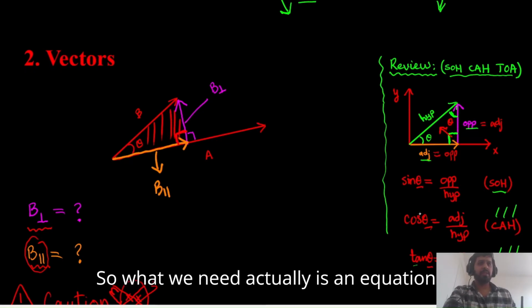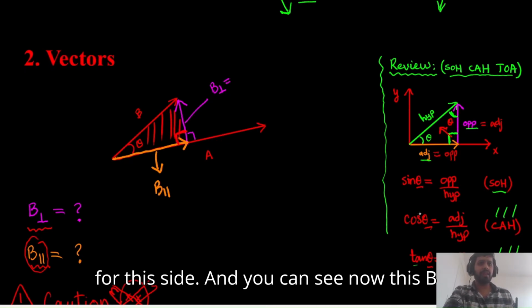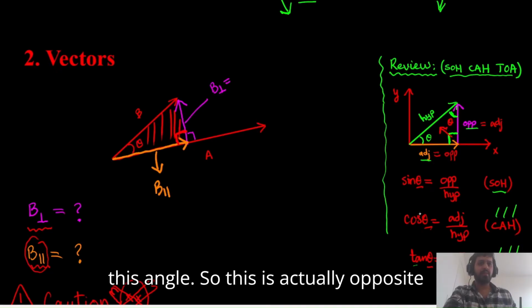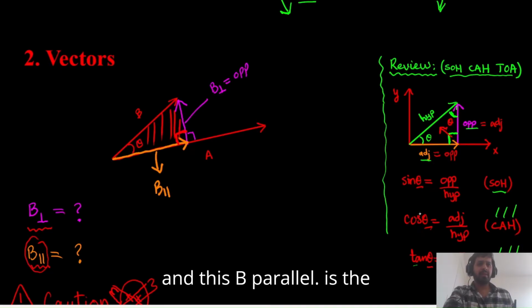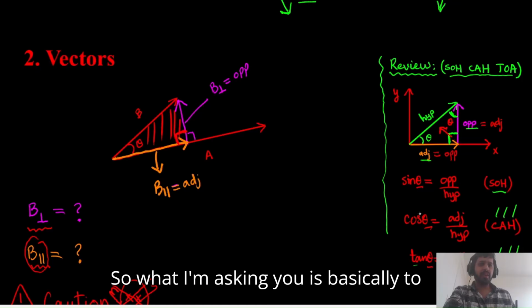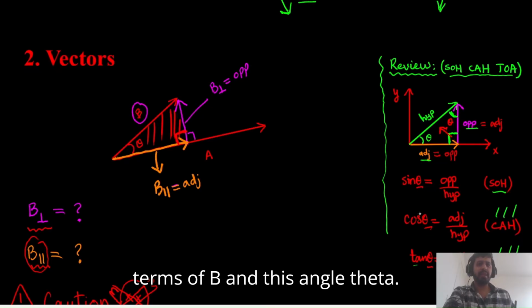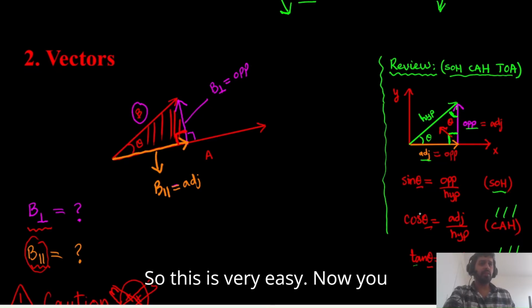So what we need actually is an equation for this side. And you can see now this B perpendicular is the opposite side of this angle. So this is actually opposite. And this B parallel is the adjacent side of this triangle. So what I'm asking you is basically to find opposite side and adjacent side in terms of B and this angle theta. So this is very easy now.